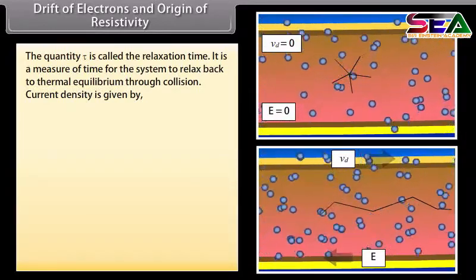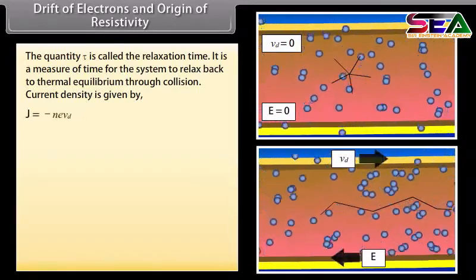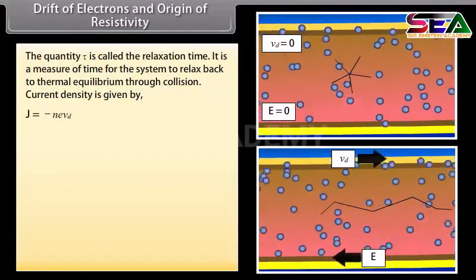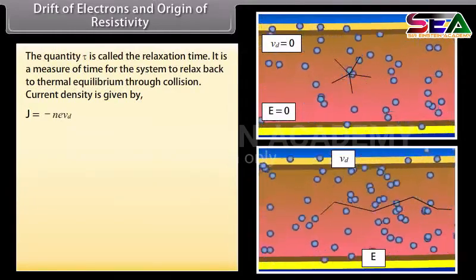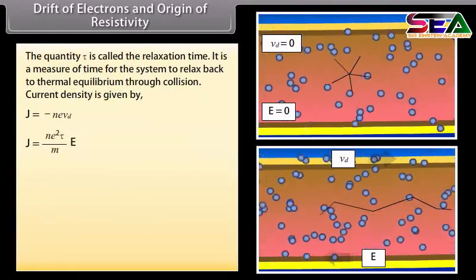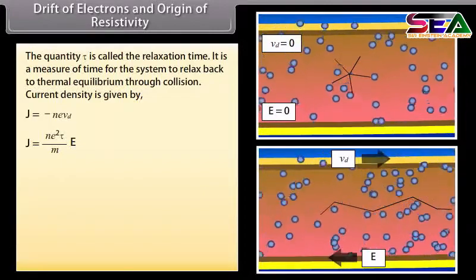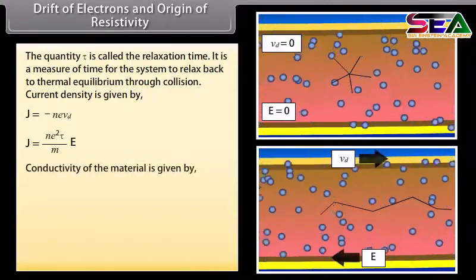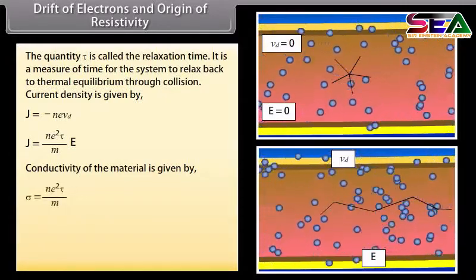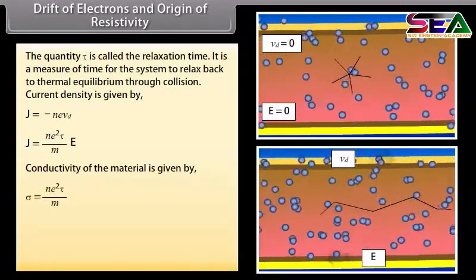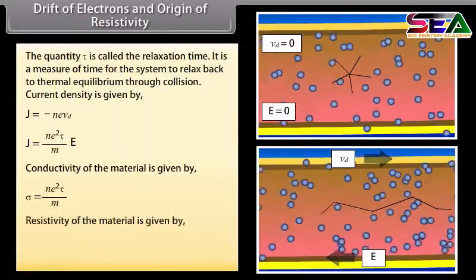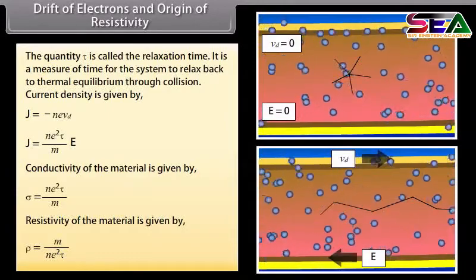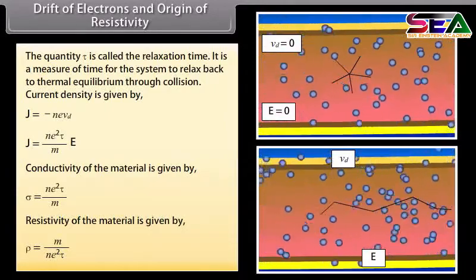Current density is given by J = −ne Vd. Putting the value of Vd in the above equation, we get J = (ne²τ/m) E. Hence, the conductivity of the material is given by σ = ne²τ/m, and the resistivity of the material is given by ρ = m/(ne²τ).